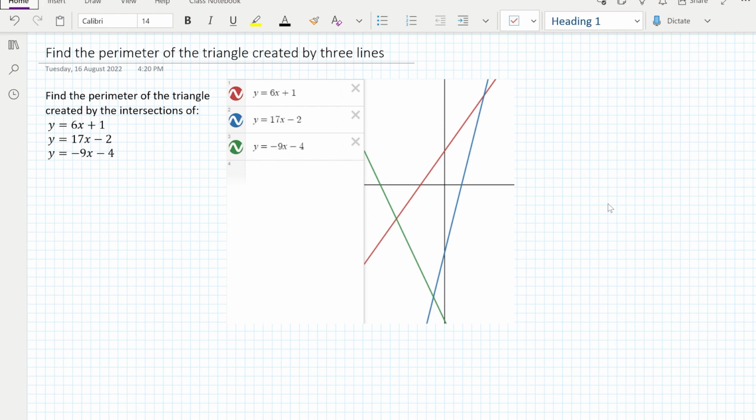there, and we can see the red line is shown. The red line is y equals 6x plus 1, the blue line here is 17x take 2, and the green line is negative 9x take 4.